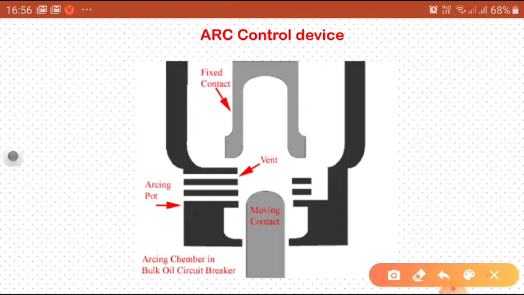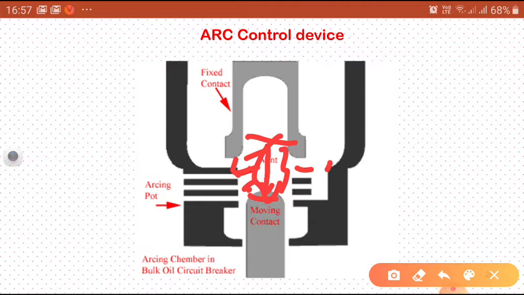If any problem occurred, the moving contact comes from this place to this place, and once it is opened, an arc is developed between them. Due to this arc, the transformer oil beside it observes 5000 degrees Kelvin of temperature and decomposes, and dissociation takes place. And due to this, what will happen? Gas is developed: ethane, methane, and 80% hydrogen gas try to escape outside.